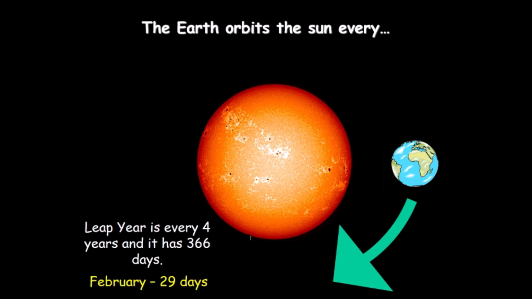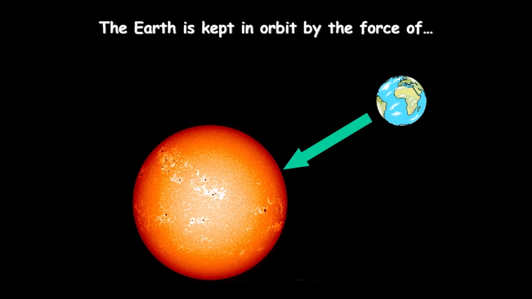So the Earth orbits the Sun every 365 days approximately. So this year, 2020, is a leap year. A leap year occurs every 4 years and has 366 days. The extra day in a leap year is accommodated in February, because February has 29 days in a leap year, but if it wasn't a leap year, it would have only 28 days. So the Earth is kept in orbit by the force of gravity.